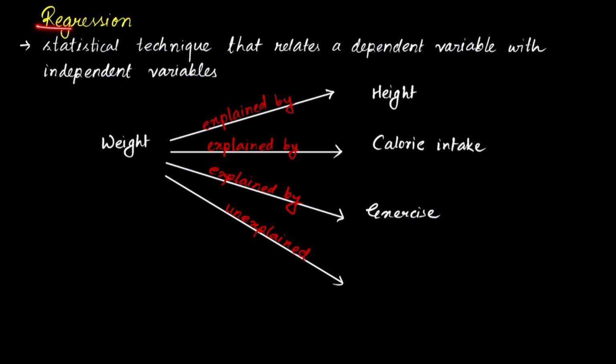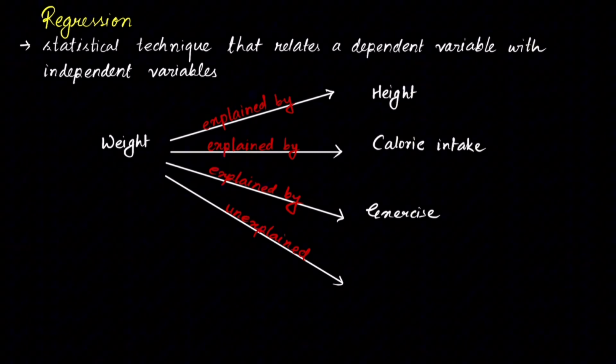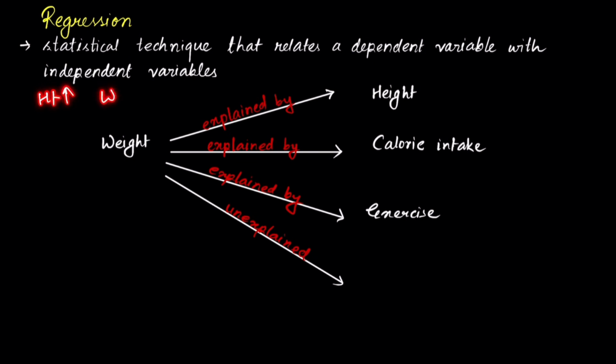Next topic is regression. Regression is a statistical technique that relates a dependent variable with other independent variables. Under correlation, I said that an increase in weight is explained by an increase in height. That is, when height increases, there's a probability that weight increases as well. But weight is not just dependent on height. There are other factors as well that influence weight. The explanation about all these factors influencing your weight is given by regression.